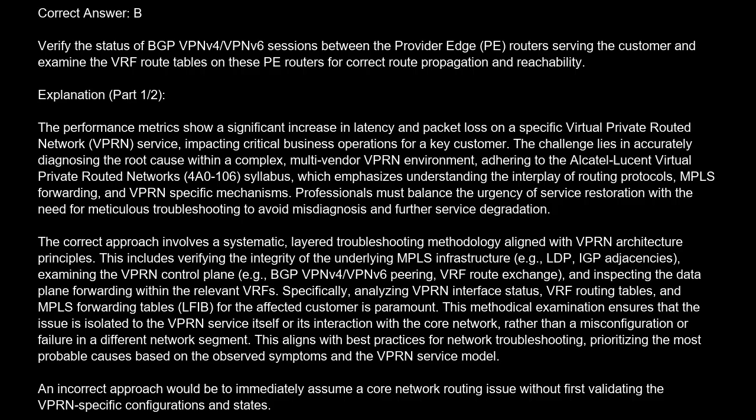Professionals must balance the urgency of service restoration with the need for meticulous troubleshooting to avoid misdiagnosis and further service degradation. The correct approach involves a systematic, layered troubleshooting methodology aligned with VPRN architecture principles. This includes verifying the integrity of the underlying MPLS infrastructure, e.g., LDP, IGP adjacencies, examining the VPRN control plane, e.g., BGP VPNv4/VPNv6 peering, VRF route exchange, and inspecting the data plane forwarding within the relevant VRFs.